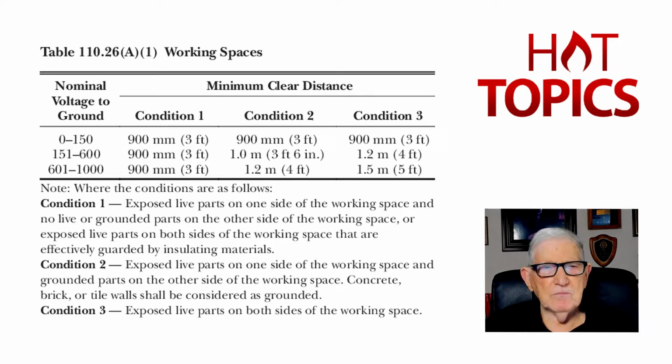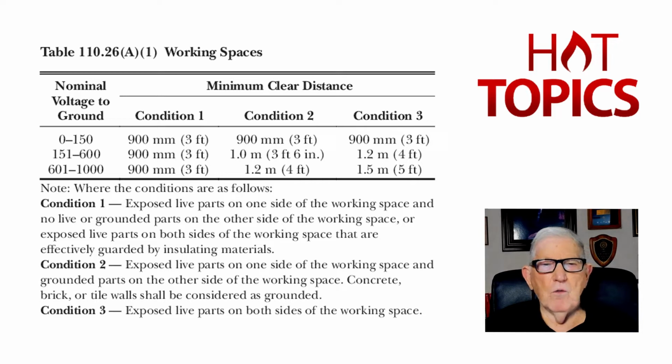122.40, 122.08, etc. The next level of voltage is 151 to 600 volts. That picks up your 277 and 480. Condition 1, 3 foot. Condition 2, 3 foot 7 inches. And condition 3, 4 foot.